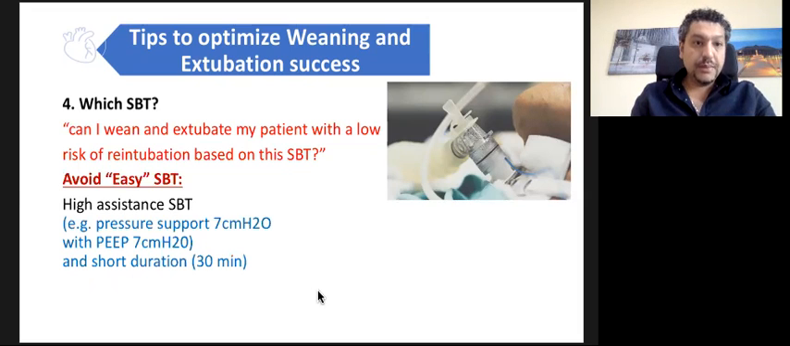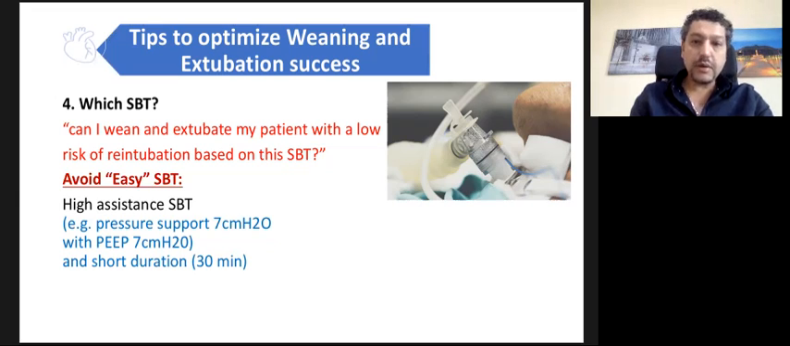It is characterized usually by high assistance, for example high pressure support, around 7 centimeter water with PEEP of 5 centimeter water or more, and short duration, like 30 minutes. We call it the easy trial because there's a high assistance to the patient. So you cannot take an action after that easy trial because it's associated with higher risk of post-extubation respiratory failure.